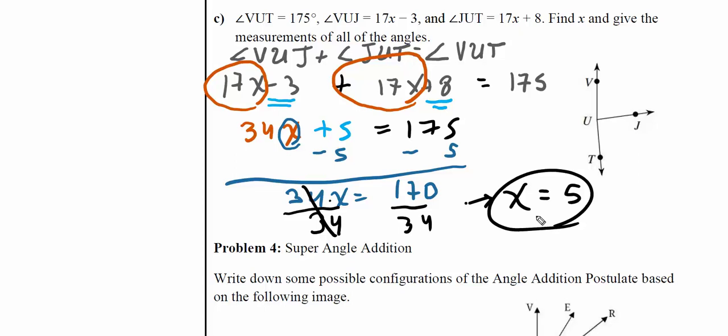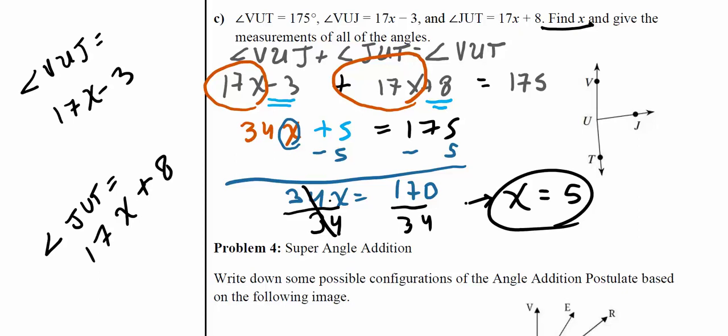Now, this problem is different because it says find x and give the angles. So, let's show you how to get those angles. Recall from this problem that VUJ is 17x minus 3. I'm going to just write that down, erase the x and put parentheses. And guess what goes in there? 5. We do order of operations, so we don't do 5 minus 3. We do 17 times 5, which is 85, and then we subtract 3 from that, and we get 82 degrees. So we know that VUJ is 82 degrees.